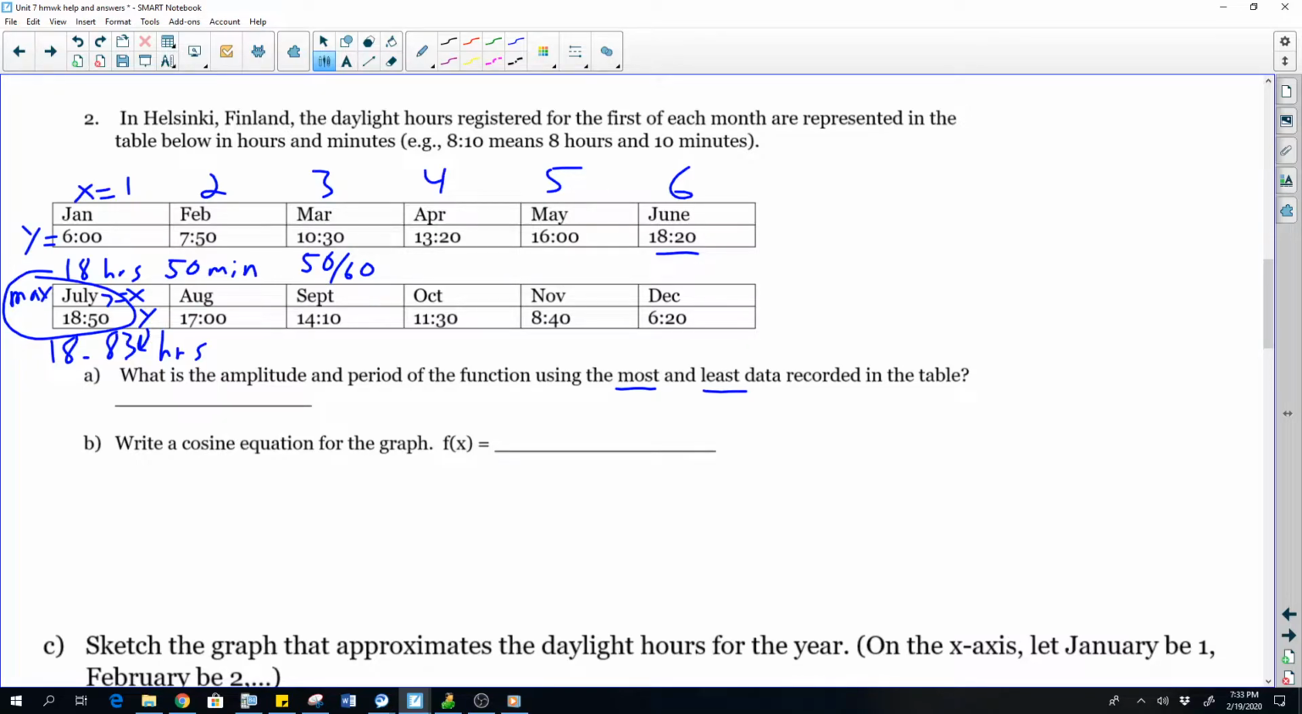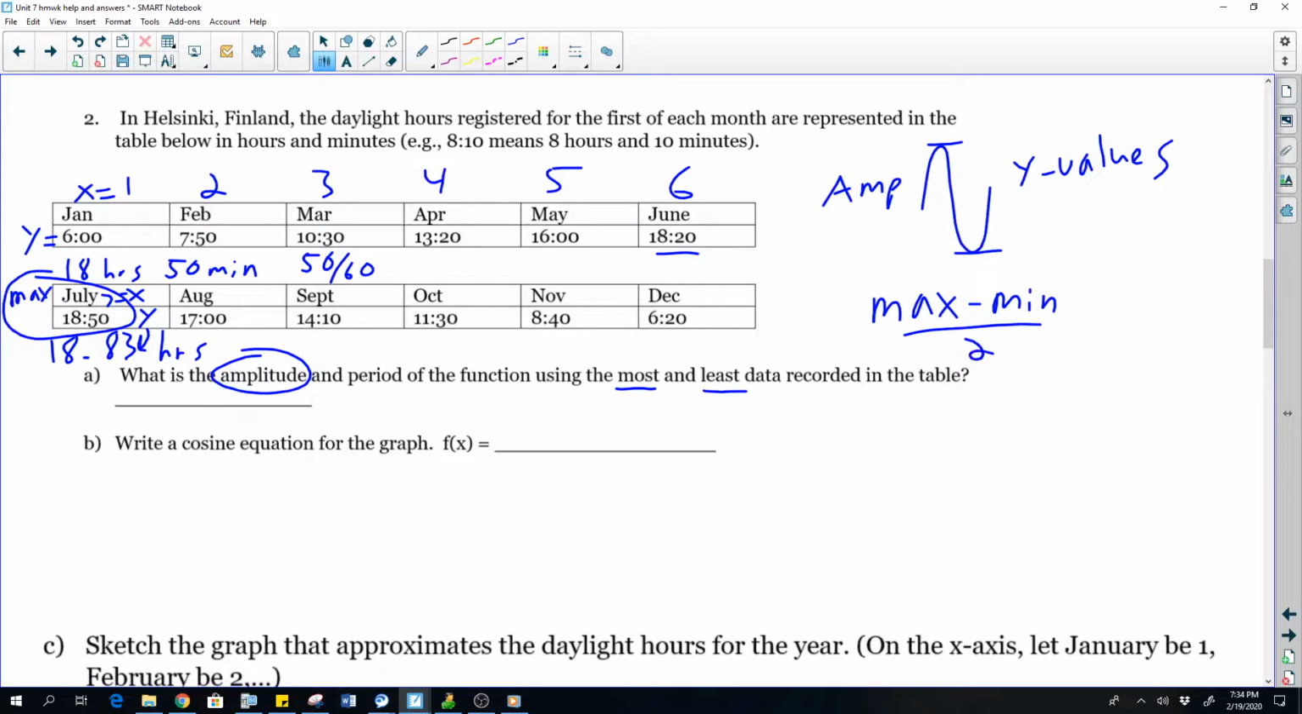Okay, so we're using our y values. Remember that amplitude, that's what we're trying to find next. Remember the amplitude is how high up and down it goes. With our maximum and minimum, those are y values, right? So to find the amplitude, remember, it's the maximum minus the minimum divided by 2. So we'll do the maximum, 18.83, minus the minimum, 6, divided by 2.